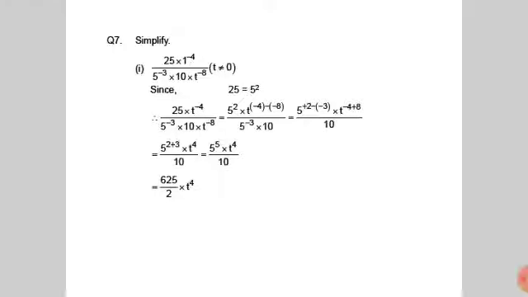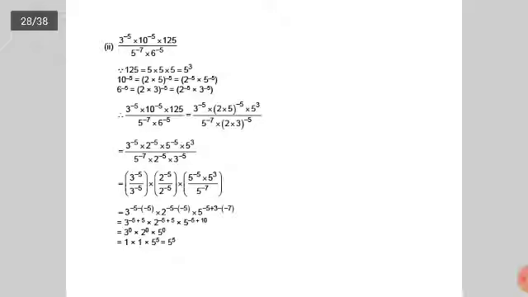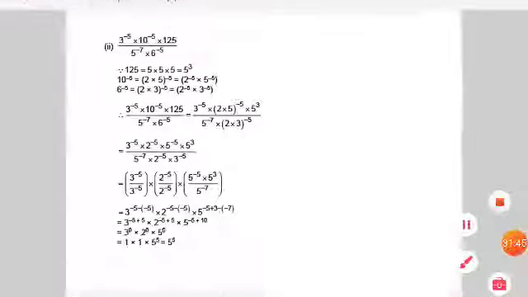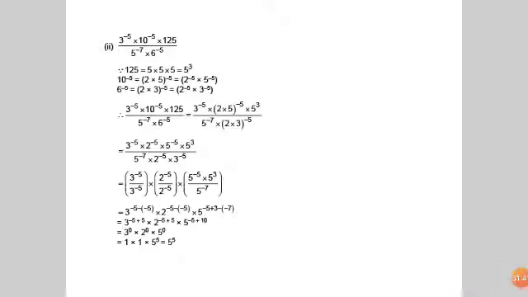Simplify: 25 into 1 power minus 4, 5 power minus 3 into 10 into 3 power minus 0. So do the sum. Next one, 3 power minus 5 into 10 power minus 5 into 125, divided by 5 power minus 3 into 6 power minus 5.